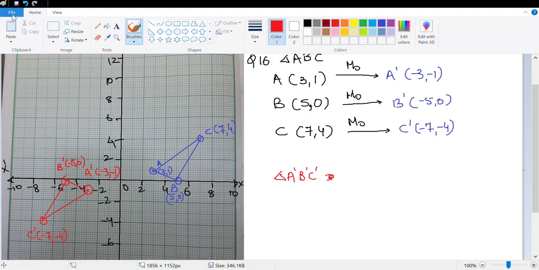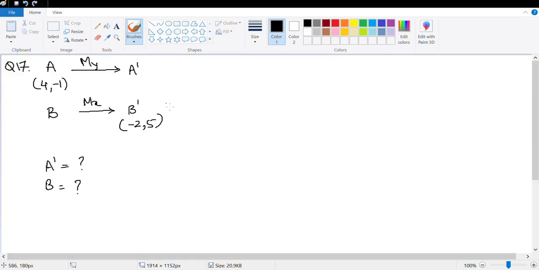The next question that we do is question number 17. Question 17 says a point 4, -1 is reflected as A dash in the y-axis. So when you reflect it in the y-axis, only the sign of the x coordinate changes, which means it becomes -4, -1. Next, B on reflection in the x-axis is mapped as -2, 5.